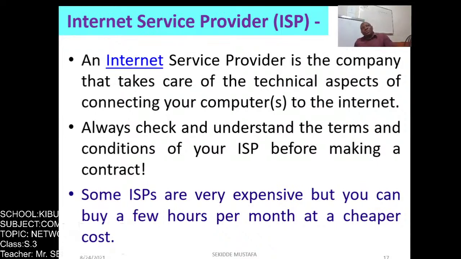So before you choose an Internet Service Provider, you have to make sure that the terms and conditions in what we call a contract are understandable and they give you an upper hand. Some ISPs are very expensive, but you can buy a few hours per month at a cheaper cost. We have seen now people are running away from all these ones. Everybody is buying a Lycamobile, because they have data which is cheaper. They are running away.